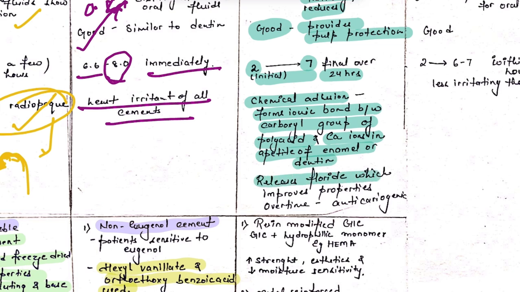Then it releases fluoride, which improves the anti-cariogenic properties. So what it means is, I have this tooth, and I made a GIC restoration over here. My tooth contains enamel, and this GIC has some carboxyl group. So these two will bond, enamel calcium 2 plus, they will form an ionic bond, and it will provide adhesion between my tooth and the cement.